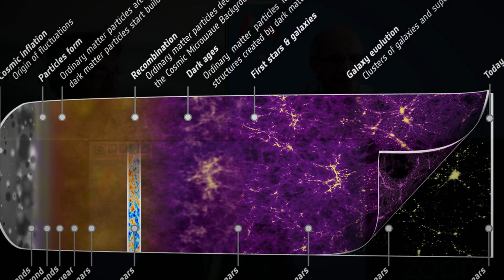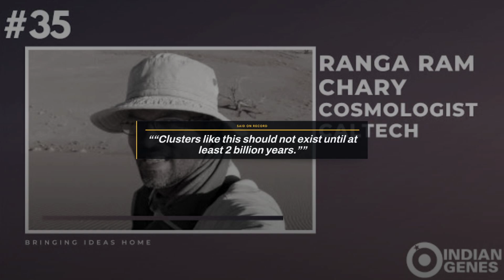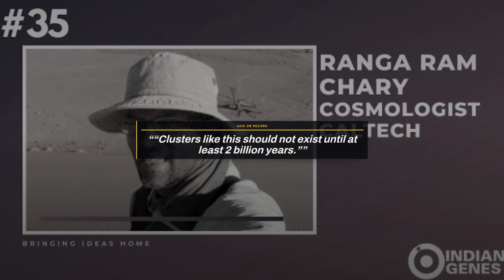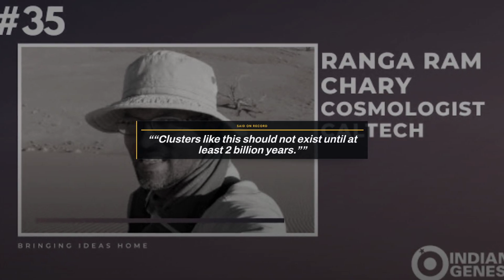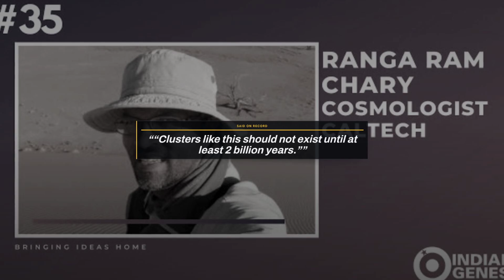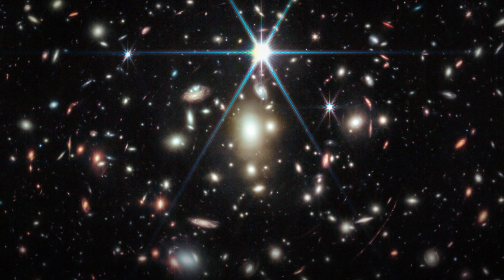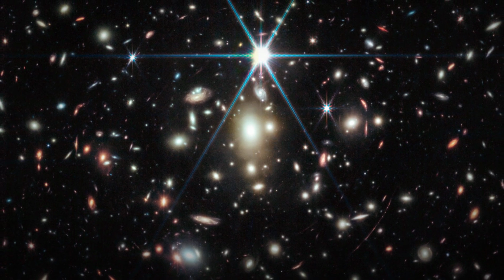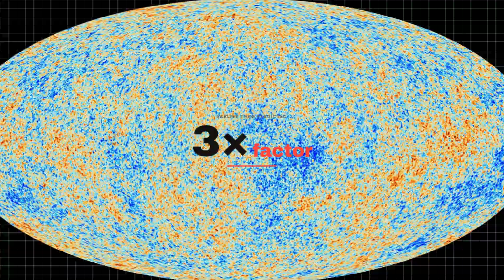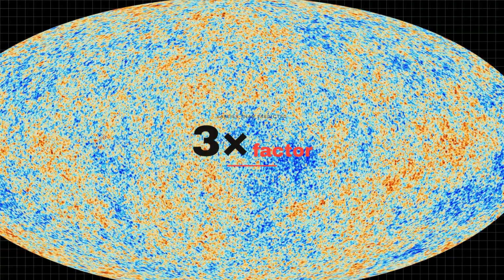Pong Rangaramchari, one of the researchers involved in the spectroscopic confirmation of the cluster, described the situation plainly. The models we use to simulate large-scale structure formation predict clusters like this should not exist until at least 2 billion years after the Big Bang. We are seeing one at 650 million years. That is not a small discrepancy. That is a factor of 3.